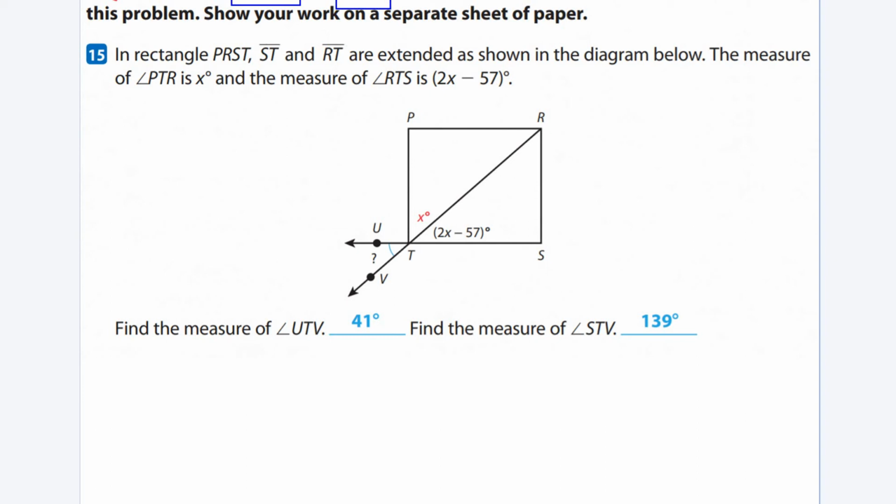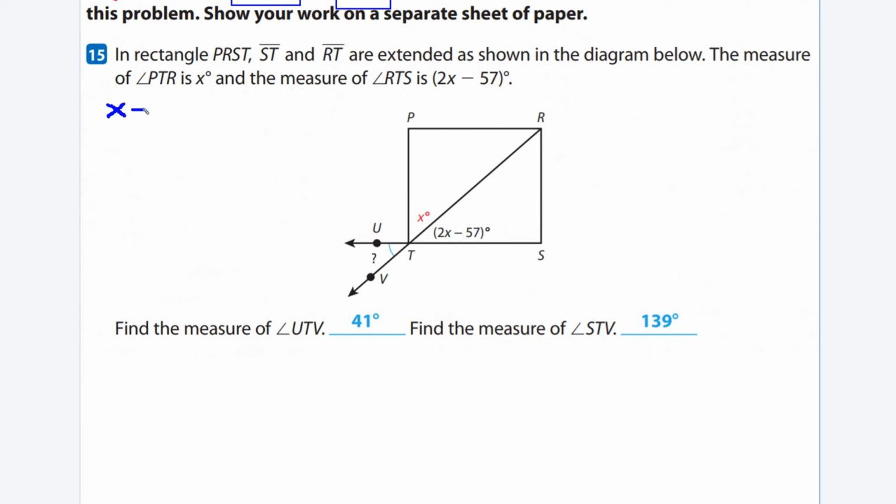So let's show you. Okay, I'm going to use the same color they used, the blue. So these two combined are supplementary. Can everybody see that? So right off the bat, we know they're supplementary. But let's look at how to solve this. So I'm actually going to show the work here.